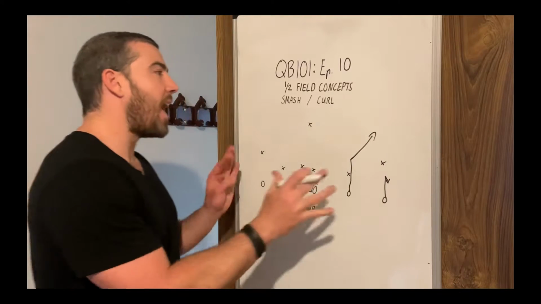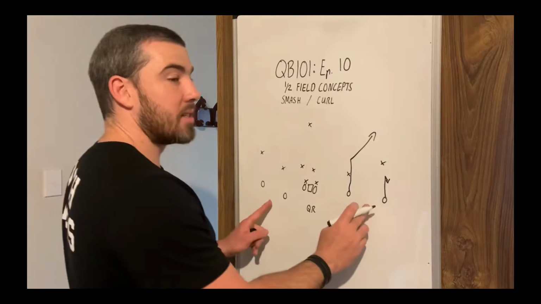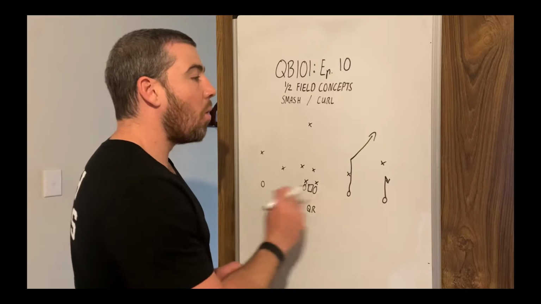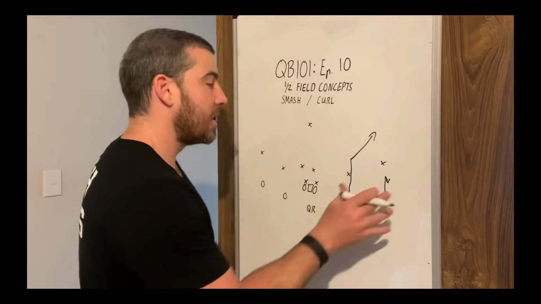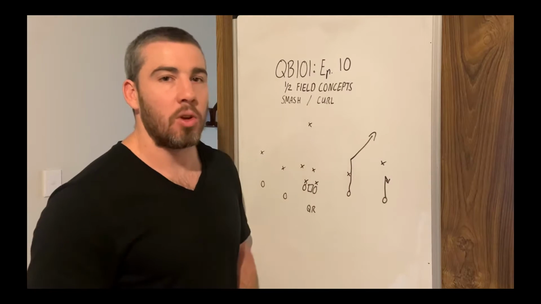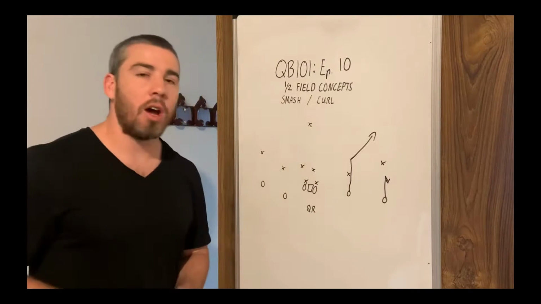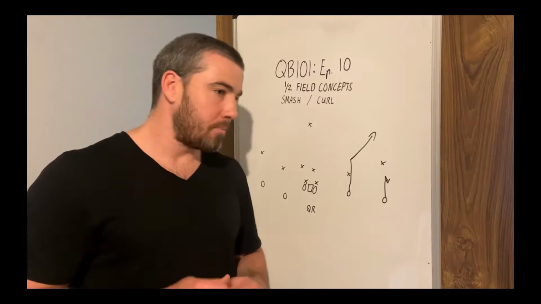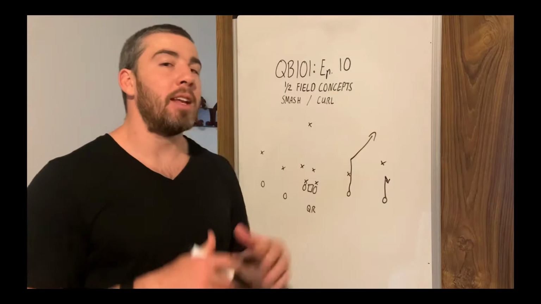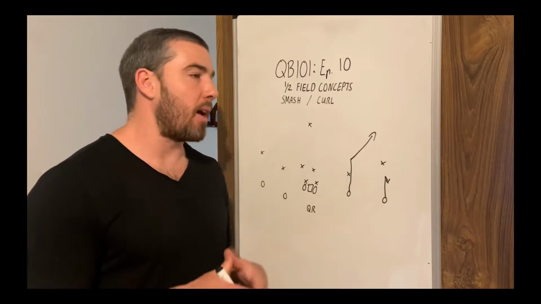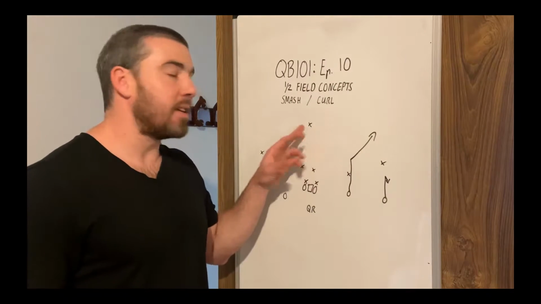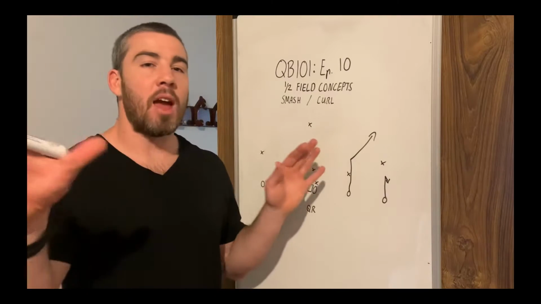All right. So for half-field concepts, we can run the same concept on both sides, or we can call two different concepts, one on each side. Anytime we have a play called, we come up to the line and we need to have a pre-snap read. We need to check the coverage. So we can see there's a single high safety, and then we have a look at the corners.